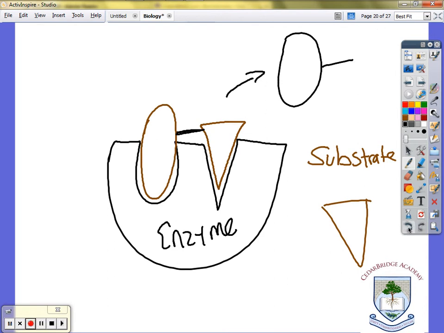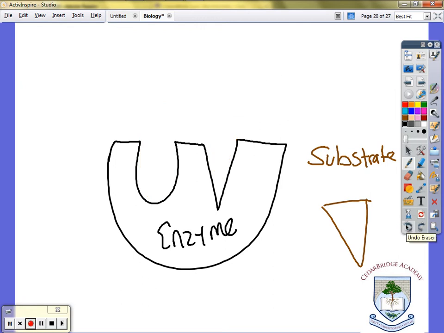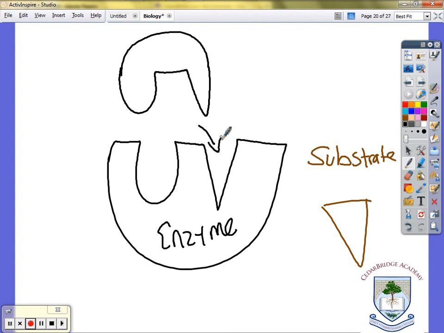The same situation could be for one that breaks things apart. Let's say you have your substrate, and your substrate is shaped like this. And when it lands in that spot, it's going to fit perfectly, and then it's going to break it apart into two separate shapes. Enzymes build things up, enzymes break things down. So this is just a theory. No one's actually sure if this works or if this is how it goes, and it's called the lock and key theory.